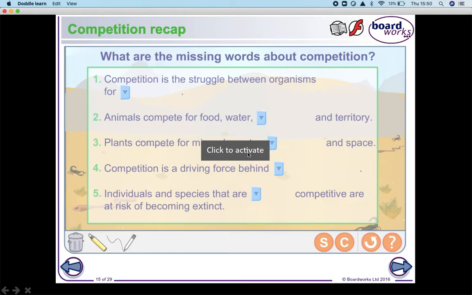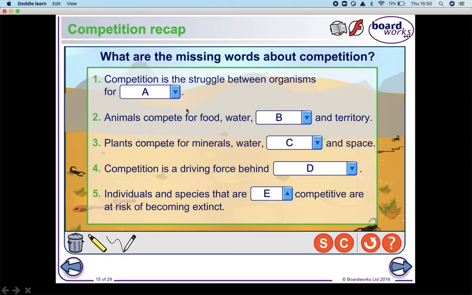And then I thought this one was nice. So competition is the struggle between organisms for blank, and you fill in for A. So is it habitats or resources? I think it's resources. Animals compete for food, water, something, and territory. So it's mates or partners. Plants compete for minerals, water, something, and space. Oh, so light or glucose. It's going to be light.